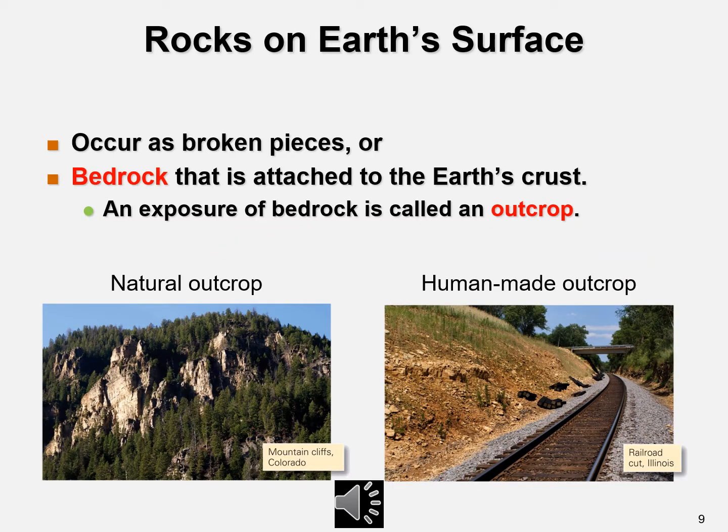At the surface of the Earth, some rock occurs either as broken chunks or fragments called sediment, such as sand, pebbles, cobbles, or boulders that collect at the bottom of a slope or are transported by ice, water, or wind, or it occurs as bedrock that remains attached to the Earth's crust. Geologists refer to an exposure of bedrock as an outcrop. Outcrops can be natural, like this outcrop in Colorado, or they can be human-derived, like this railroad cut in Illinois.